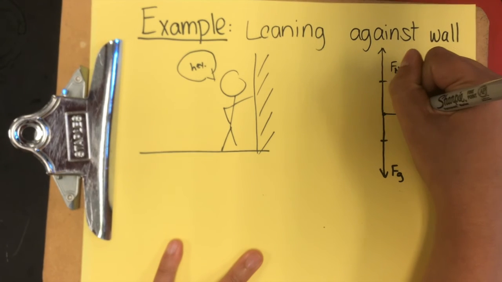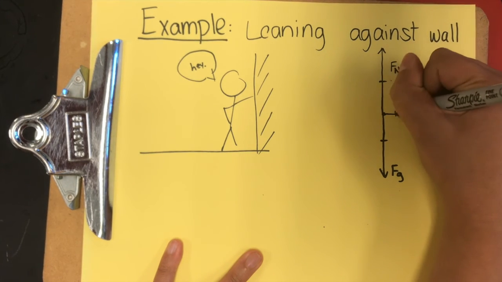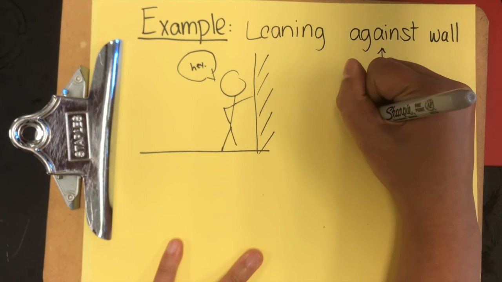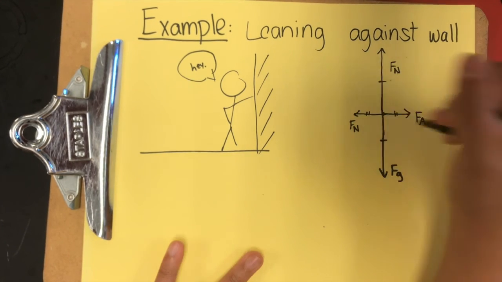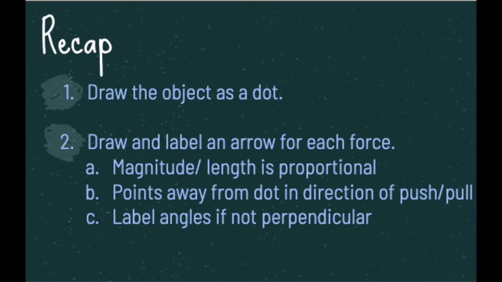We know the person's applying a force to the wall in order to lean on it, but they're not falling through the wall either. That must mean there's a second normal force, the force of the wall repelling our guy to the left.